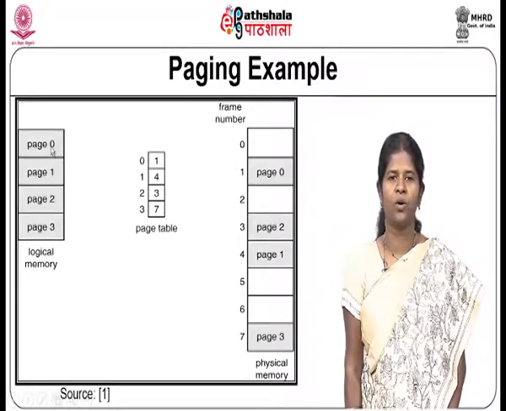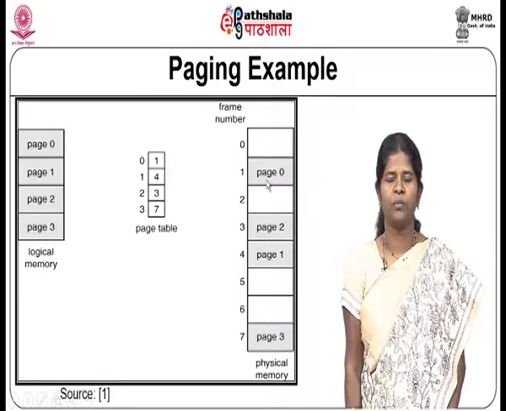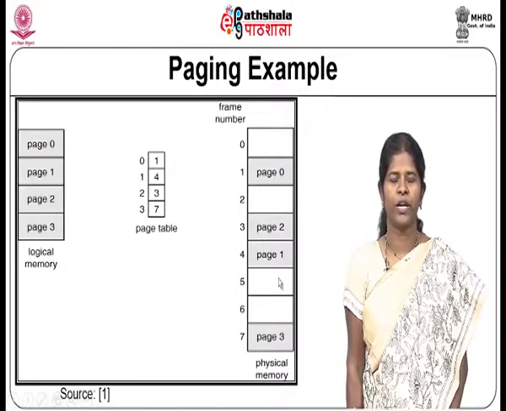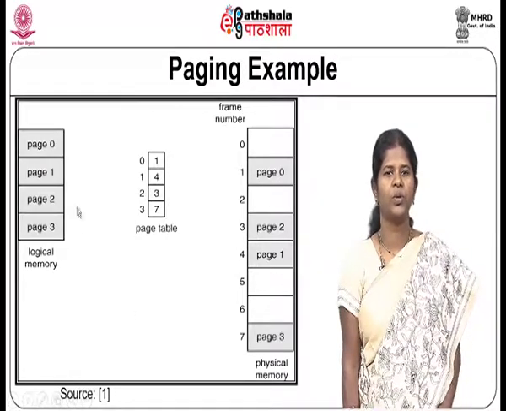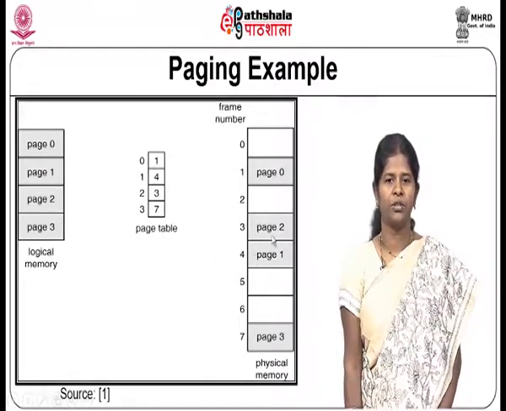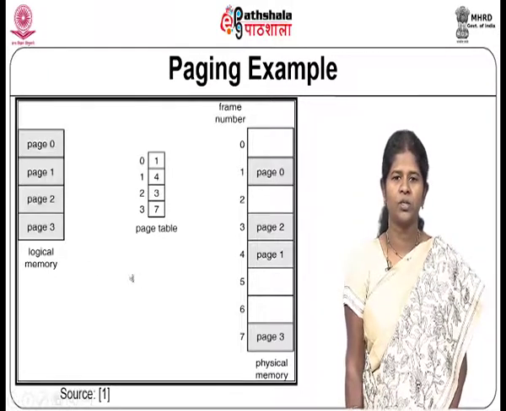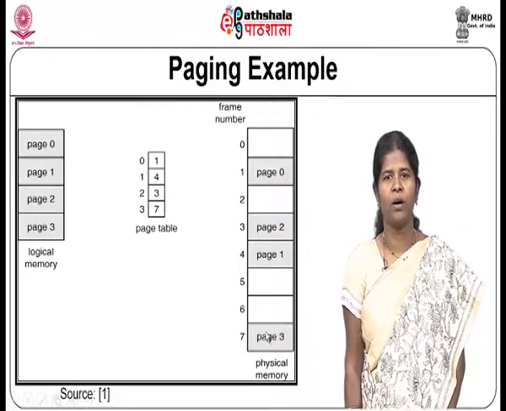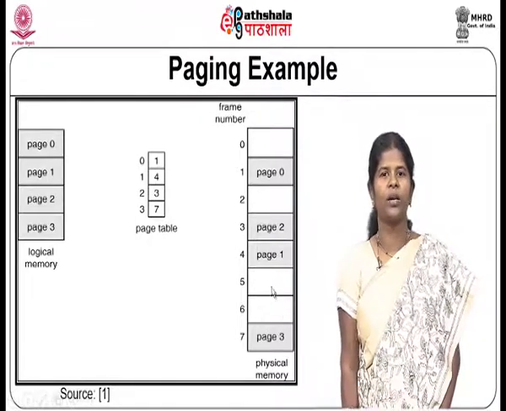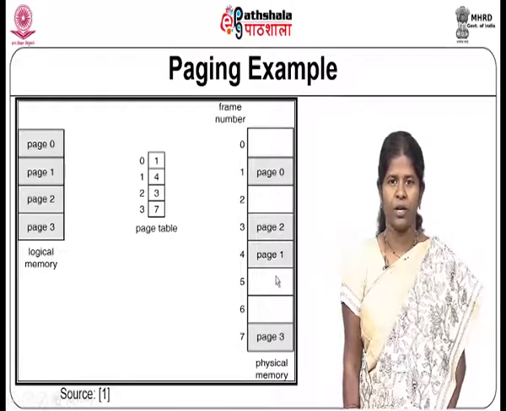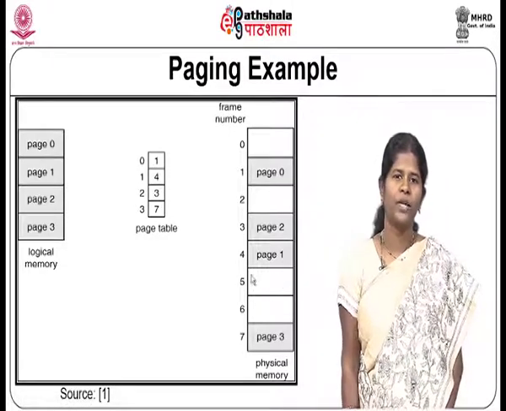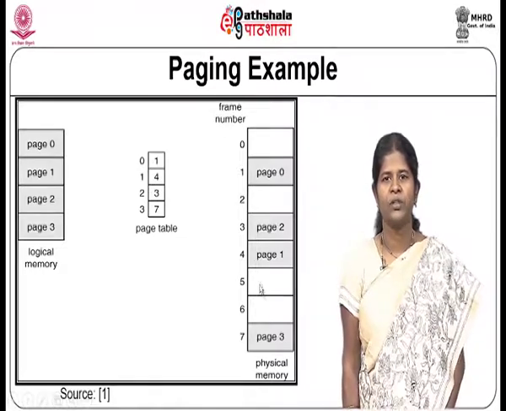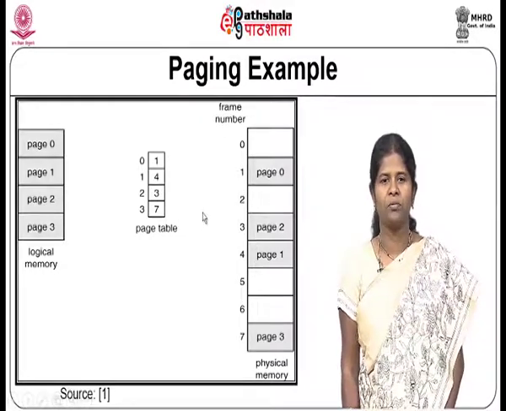So, page 0 is put into frame number 1 and page 1 is put into frame number 4, page 2 is put into frame number 3 and page 3 is put into frame number 7. As I told you, we need to remember in which frame in the physical memory the pages have been put. Only then we can do the translation from the logical memory to the physical memory. So, we need to have a page table.